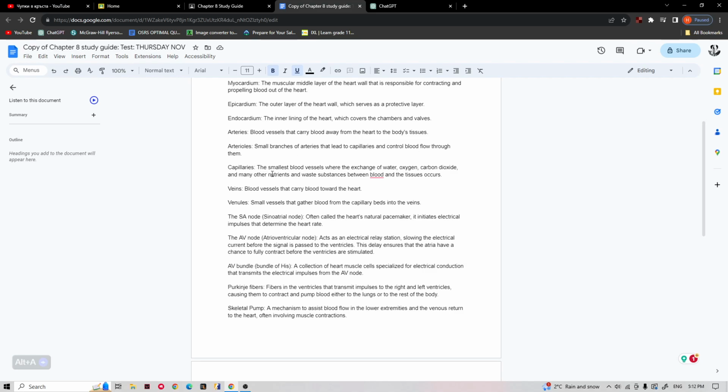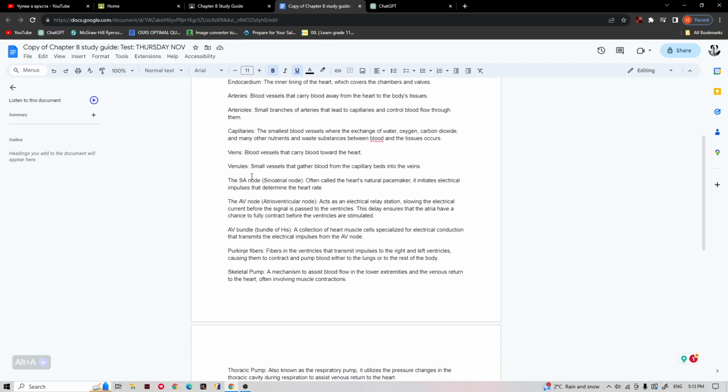Next, we have capillaries, the smallest blood vessels where the exchange of water, oxygen, carbon dioxide, and many other nutrients and waste substances between blood and the tissue occurs. Next, we have veins, blood vessels that carry blood towards the heart. Next, we have venules, small vessels that gather blood from the capillary beds into the veins.